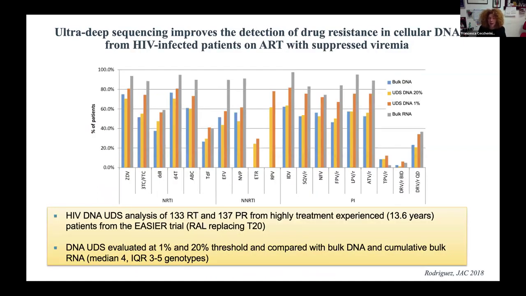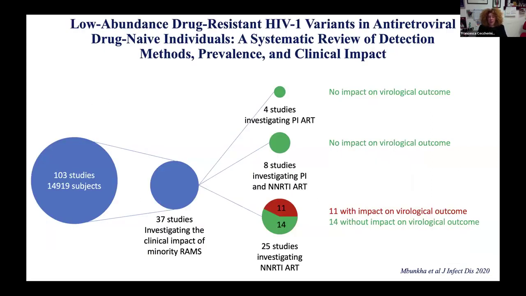Indeed, these are people that have highly treatment experience. So if you see the bulk RNA, the gray lane is the genotypic historical RNA resistance. And here you see the orange, the ultra-deep sequencing, 1% DNA. So you see that at the end, the ultra-deep DNA with the minority, so 1%, is what is closest to what we find as historical RNA.